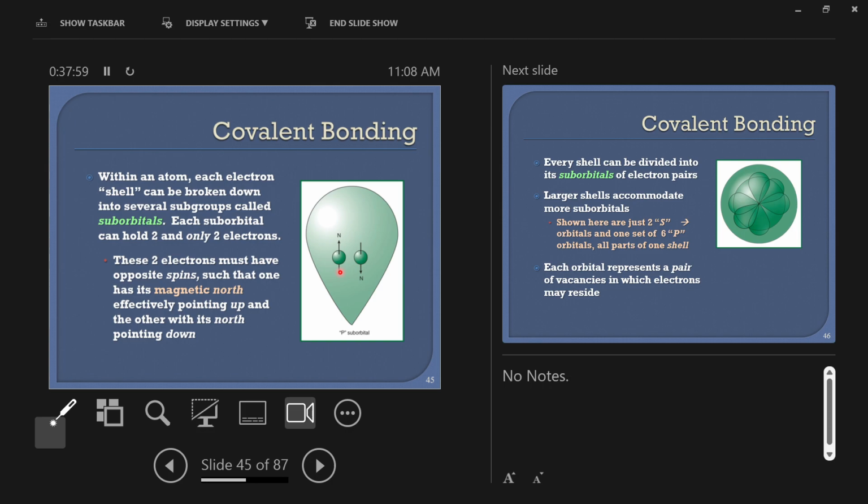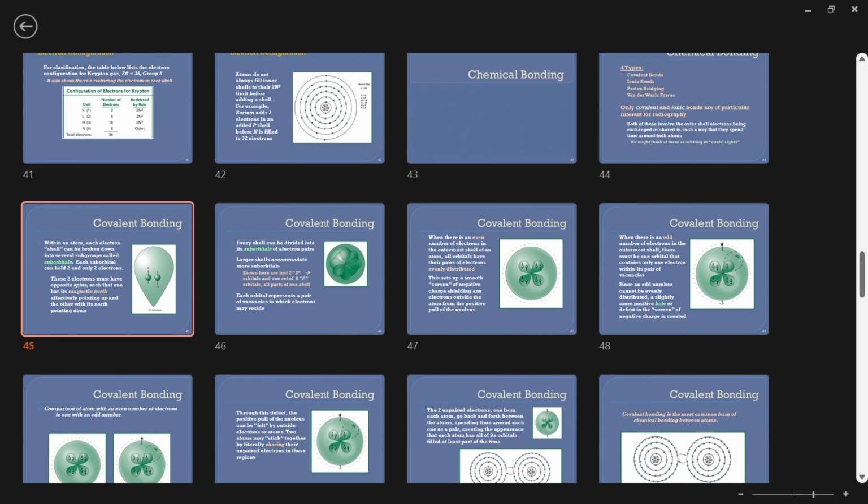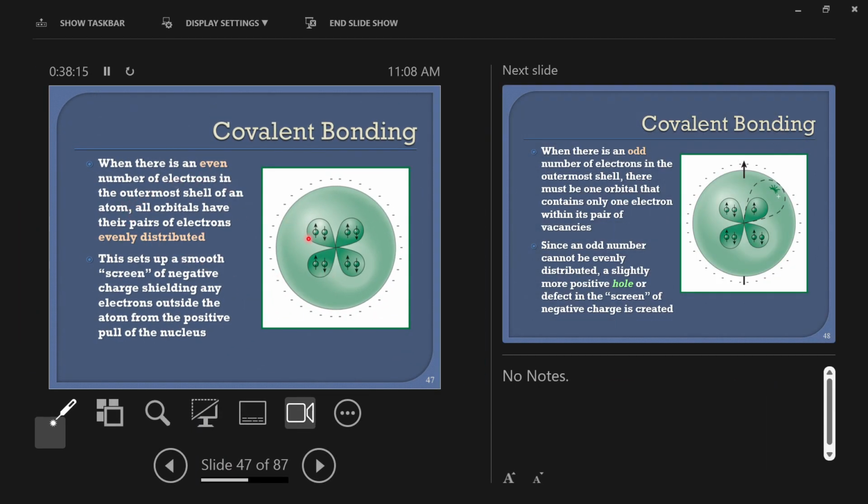In these suborbitals, there will be 2 electrons, magnetic north and magnetic south pole. Each electron has one, and they have to be opposite, okay? So let me say this. When there's an even number, like this suborbital has 2 electrons, it's happy. This suborbital has 2 electrons. The north and south magnetic poles cancel each other out. Everyone's happy. Each one of these suborbitals, in this case, has an equal number of electrons that are opposite in spin.